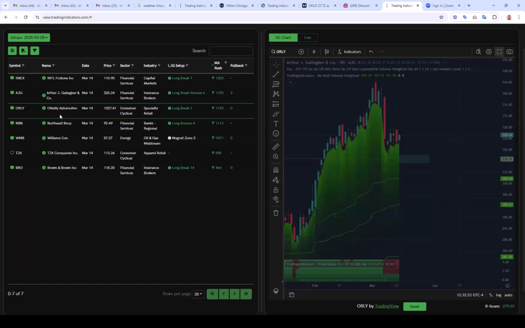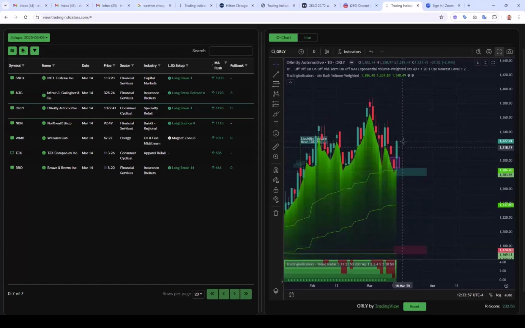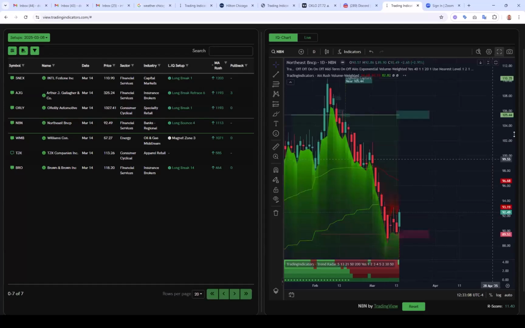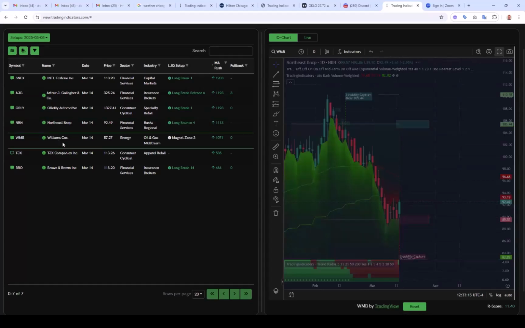O'Reilly Automotive, another one, I believe, where we get our fill. And now look where we are. Beautiful, beautiful bounce happening here off this level. So this was also nicely done. Northeast Banking. Yeah, also here, look at this. Into the level and the bounce happened. So not too bad.